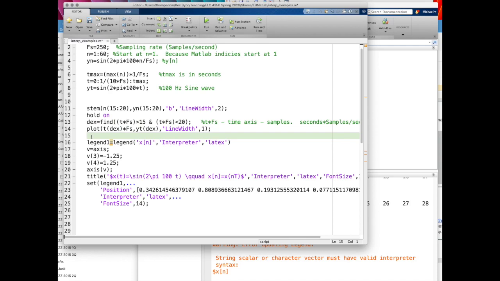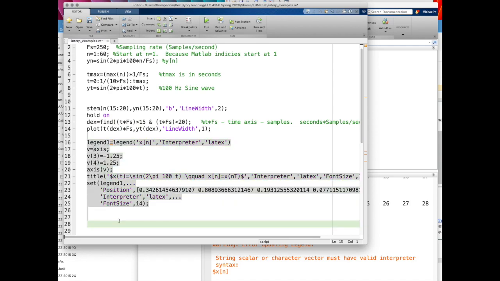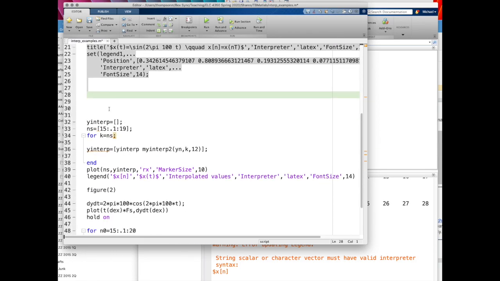The next few lines of code, you don't really need to know every detail about how that works, but I messed around with this a little bit to make a legend, to put on a title, to make the plot look a little nicer. So that's what that section of code is for.